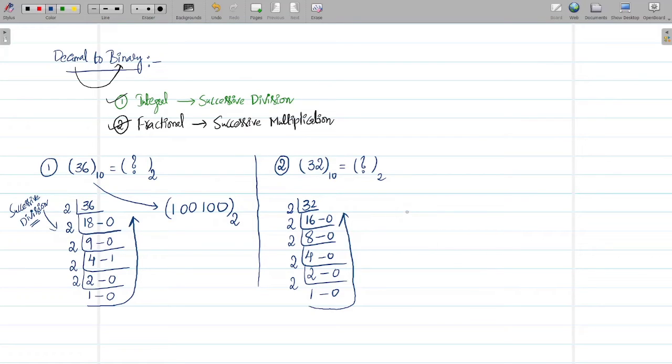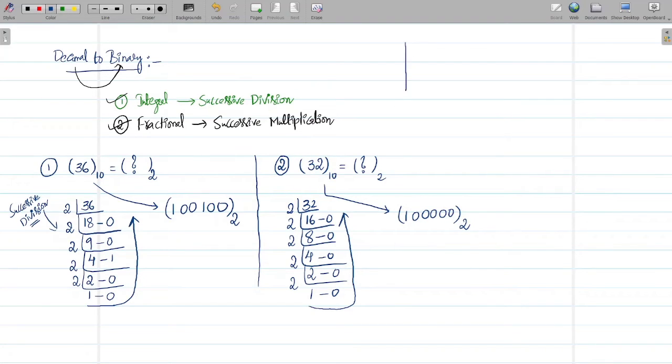Now write the digits. 1 followed by how many zeros? 1, 2, 3, 4, 5. So 1 followed by 5 zeros. This is the equivalent binary number for the given decimal number. Again, you can check your answer by converting this binary number into a decimal number. This is the first method, which is especially useful when the given decimal number has only an integral part.